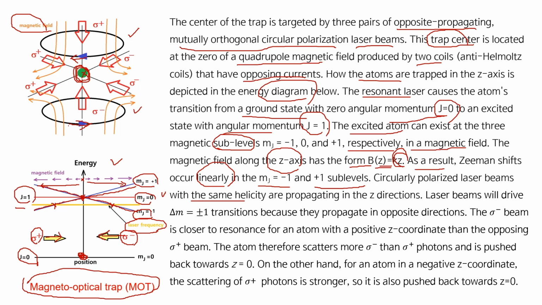The laser beams will drive delta m plus or minus transitions because they propagate in opposite directions. The sigma minus beam, this beam, is closer to resonance for an atom with a positive z coordinate than the opposing sigma plus beam. So the sigma minus beam is close to resonance for an atom here, at the positive z coordinate, at this position.